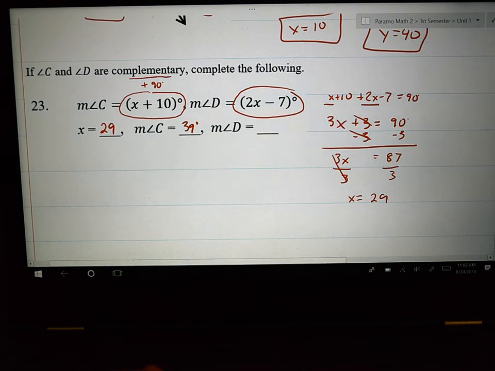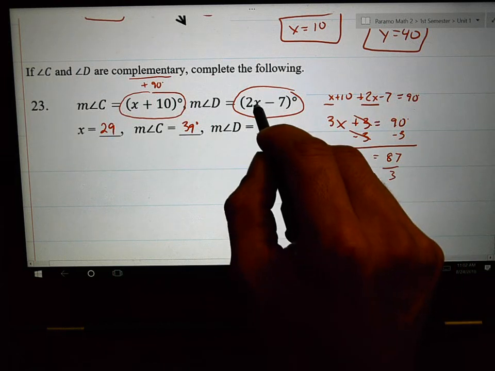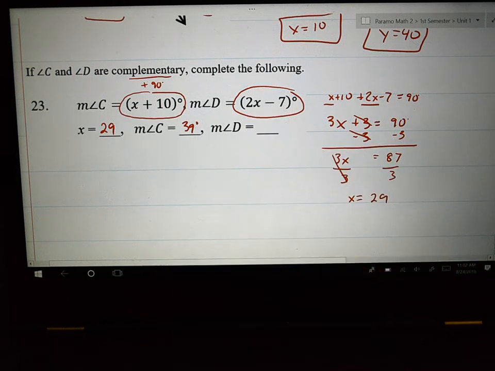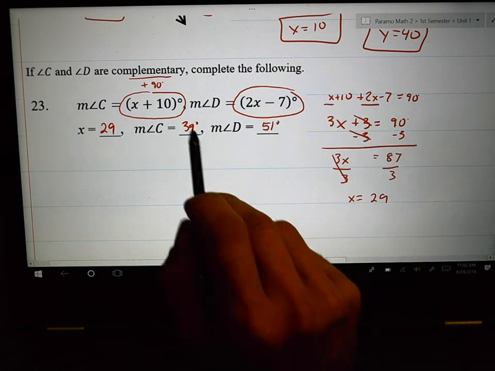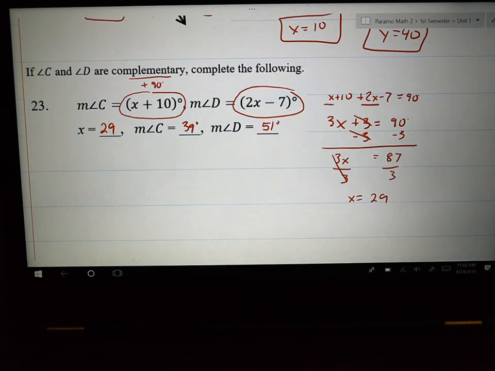And then you could plug that in here for D, or you can just subtract it from 90 degrees. It's up to you. I'm going to use my calculator. 2 times 29 minus 7. My calculator says 51, and that adds to 90 degrees. So there's my answer for 23. I'm going to stop your notes right there.